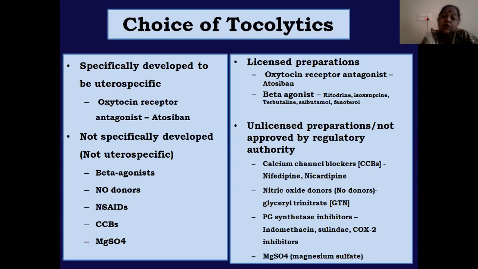One is the oxytocin receptor antagonist, that is atosiban, and the second is the beta agonists, that is ritodrine, isoxsuprine, terbutaline, salbutamol, and fenoterol. So these are the only two, and all others are unlicensed preparations. They are not approved by the regulatory authority, but we are using them off label.